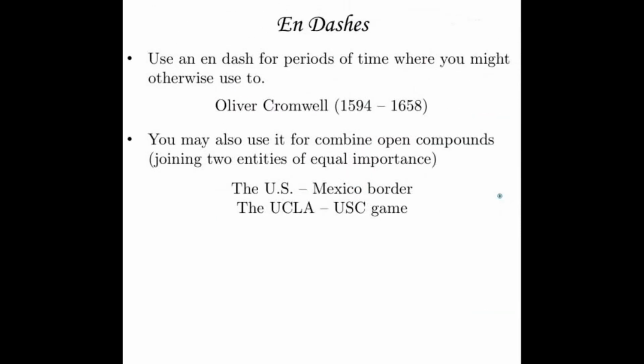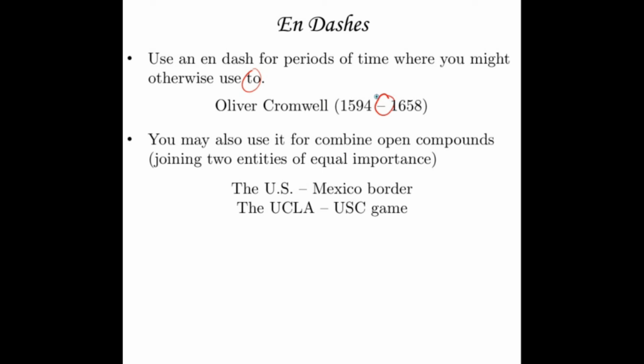All right, so how do we use en dashes? You use an en dash for periods of time where you might otherwise use the word to. So, let's say you're writing about Oliver Cromwell, a figure from English history. He was born in 1594 and he died in 1658. So we have that little en dash in there. Take a good look at how long that is.